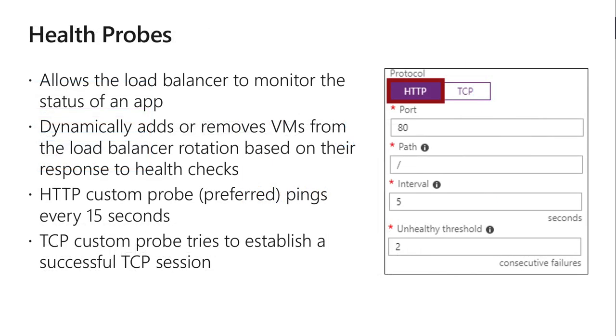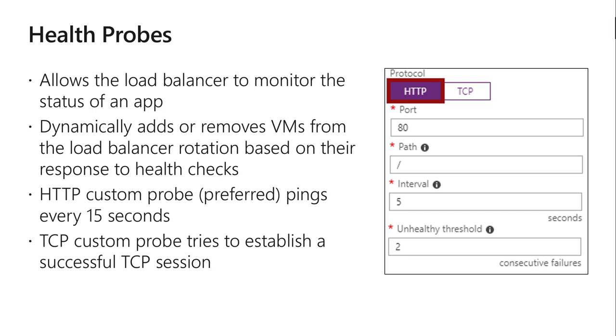And health probes. Health probes allow the load balancer to monitor the status of your app. The health probe dynamically adds or removes VMs from the load balancer rotation based on their response to the health checks. When the probe fails to respond, the load balancer stops sending new connections to the unhealthy instance, which makes sense, right? It's how hardware load balancing works in a way. There are two main ways to configure the health probe: HTTP and TCP.